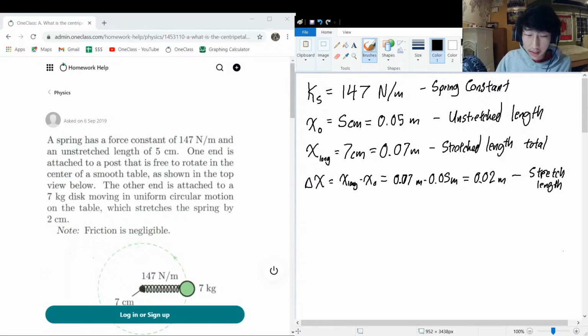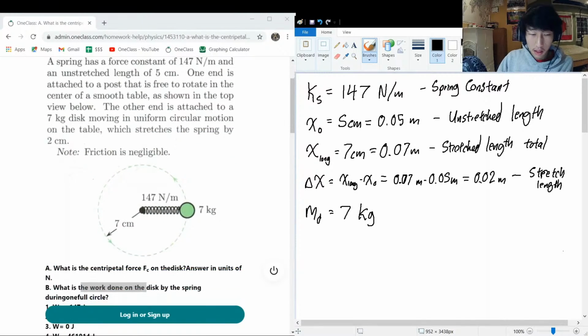Okay, and the last thing that we need to know is that the disk is 7 kilograms. So let's call that M_D, D for disk, and that is 7 kg. So these are all of our important things that we need to know.